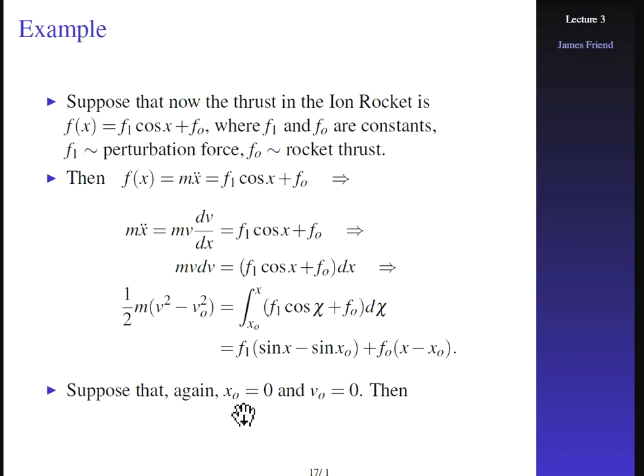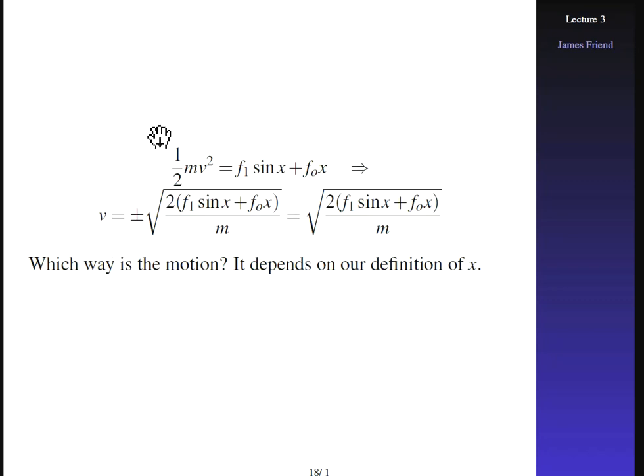Suppose again that x0 is equal to 0 and v0 is equal to 0. Then what we end up with is one half m v squared is equal to f1 sine x plus f0 x. That tells us what the velocity is going to be. And again, we can integrate this one more time to get our position. Notice that this is either plus or minus, and this just depends on our definition of x, how we've written our x. Either x is positive to the left or x is positive to the right. I didn't say which way, so it's difficult to say which sign we should choose. It's not really such a big deal at the moment.